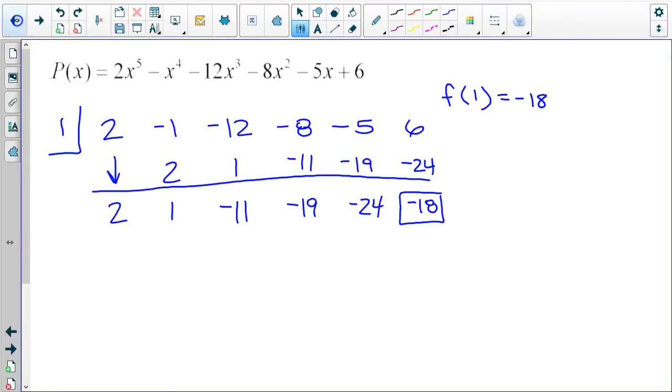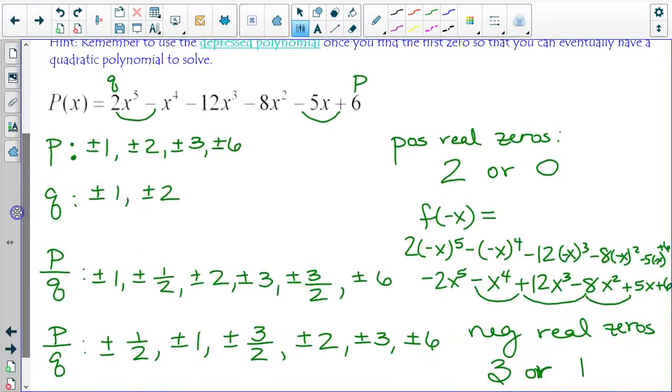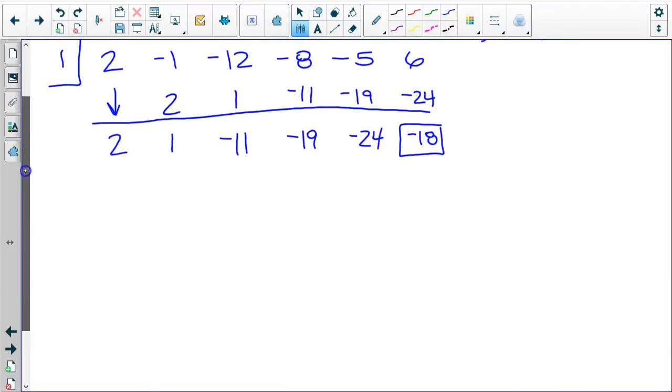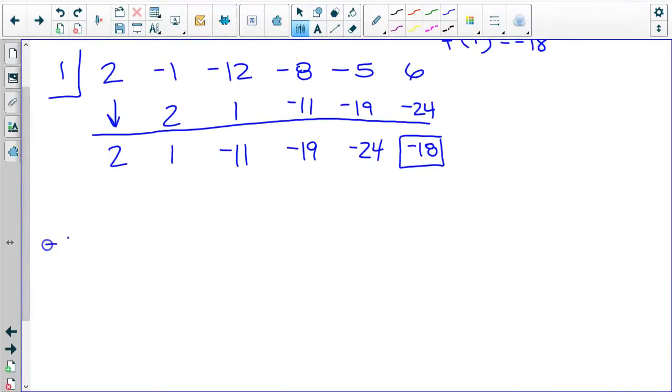Doesn't work. So positive 1 didn't work. You want to try negative 1? I cross it out lightly just so that I don't try it again. You know what I mean? It just helps me keep up. Did you say sure? Okay.